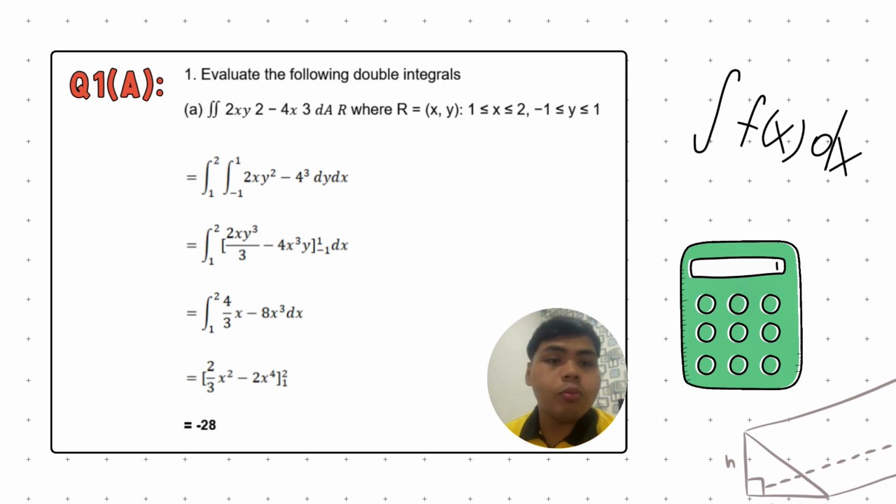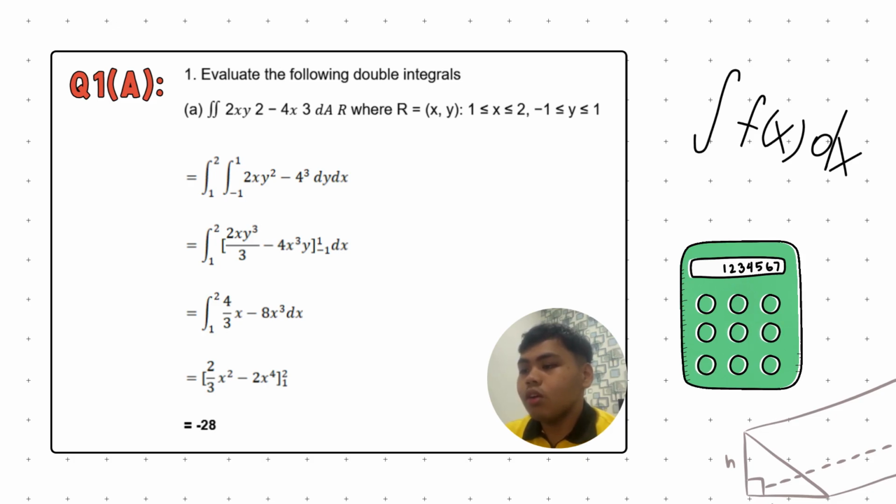Okay, so I will present question 1, A and B. Question 1 is: evaluate the following double integral. Question 1A is the double integral of 2xy squared minus 4x to the power of 3 dA, with the given region R where x is more than 1 and less than 2, and y is more than negative 1 and less than 2.